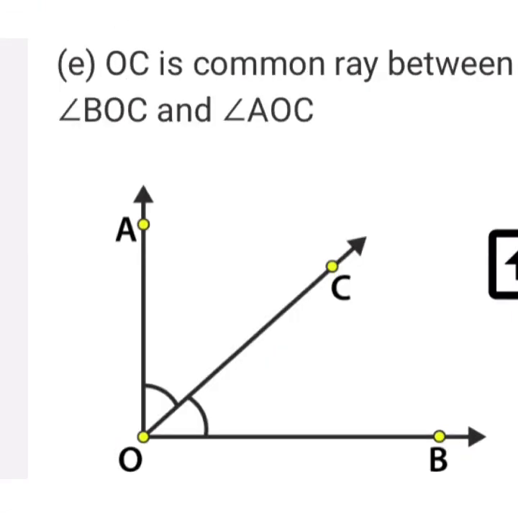Now children, one ray in common. You can see here the figure angle AOB, angle AOC and angle COB. Children, which ray is common between these three angles? Ray OC is the common ray between these three angles. Children, this was the end of exercise 4.3.